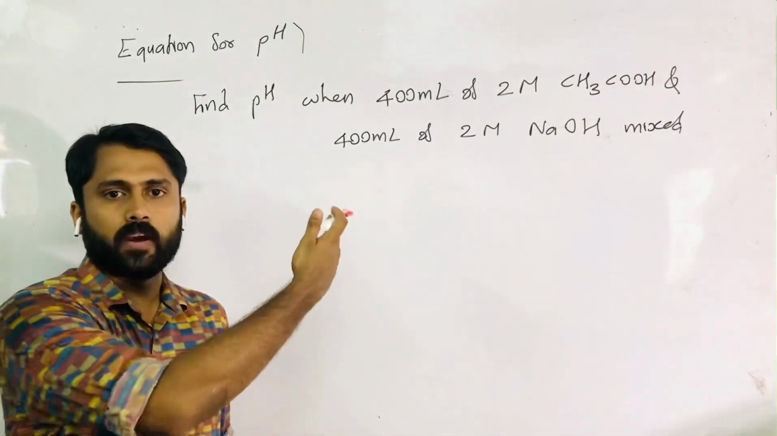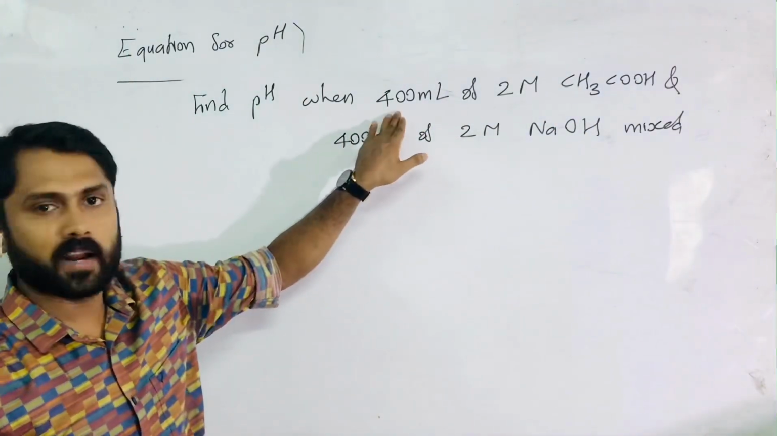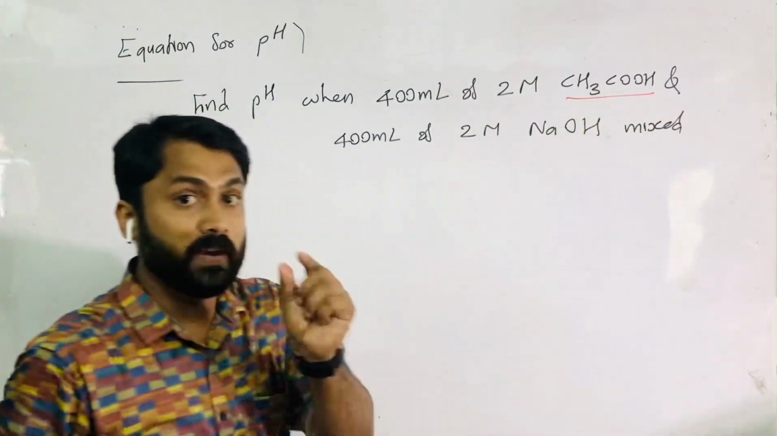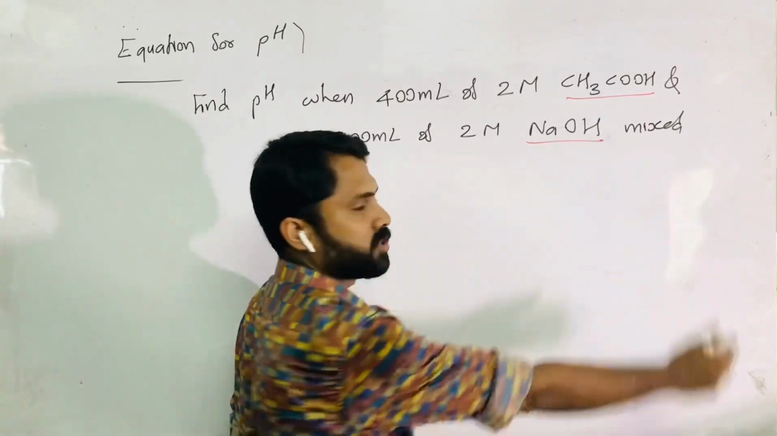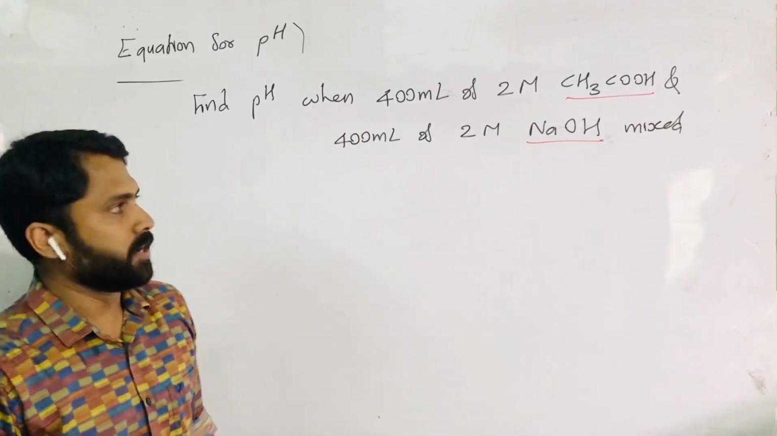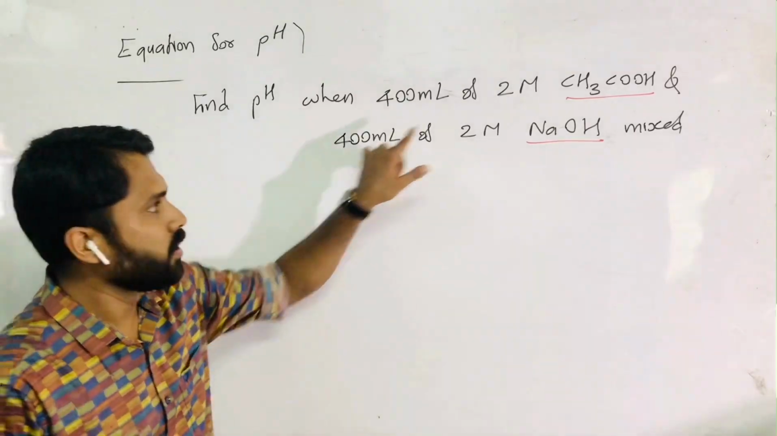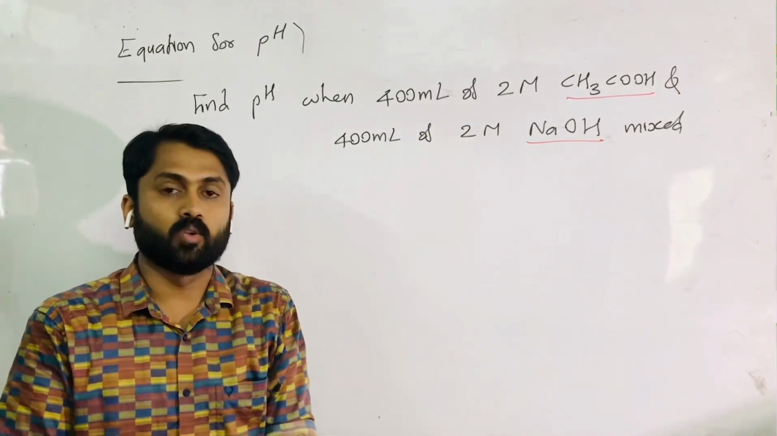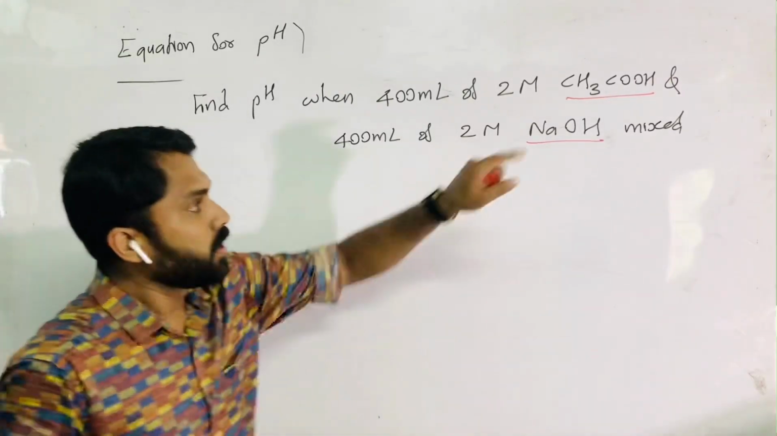Okay, now we are considering a new question. Find the pH when 400 milliliter of 2 molar CH3COOH, that is a weak acid, and 400 milliliter of 2 molar NaOH are mixed. Compared to the question we already discussed, it is 400 ml, 400 ml, 2 molar, 2 molar. It undergoes complete neutralization, but saying its pH will be equal to 7 cannot be applicable. Why?